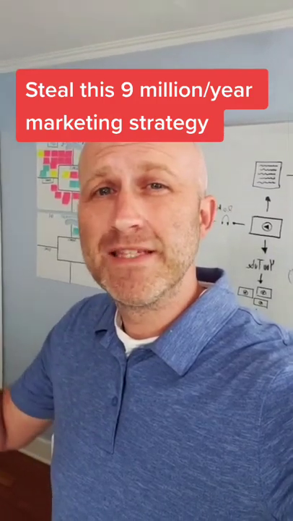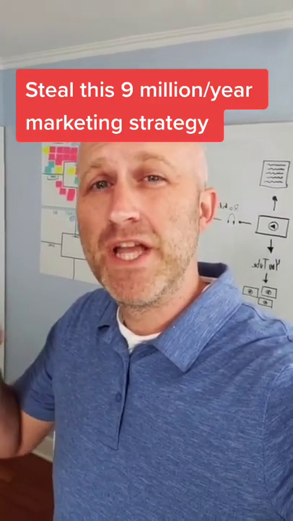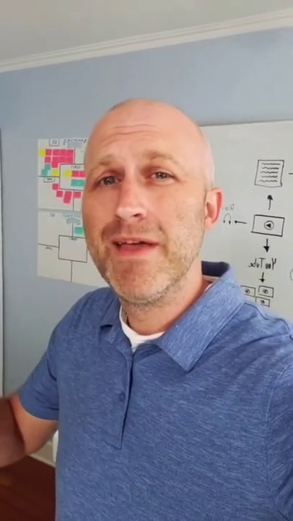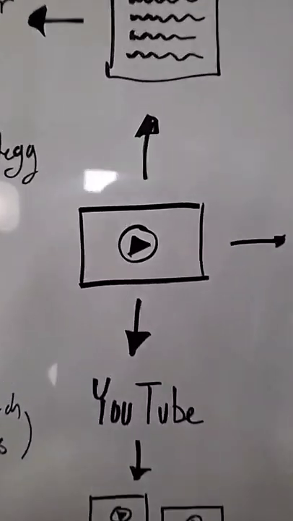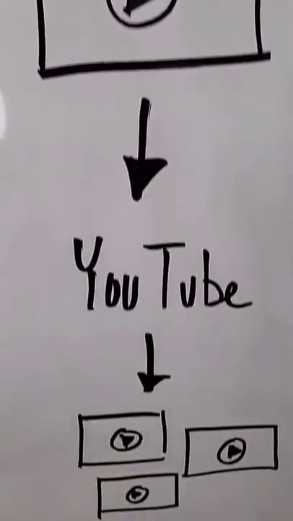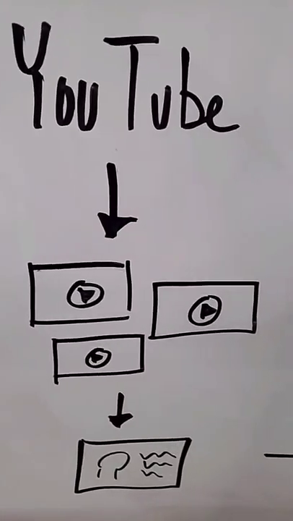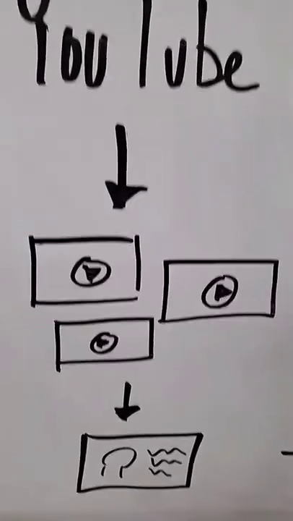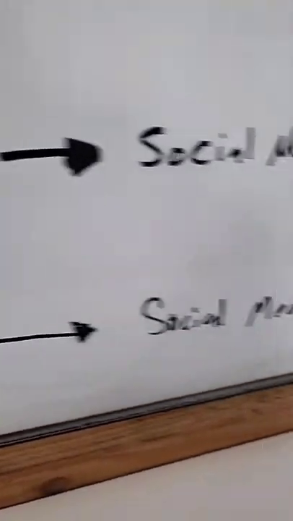About to show you the exact same strategy that I'm helping my client with that generated 10 new clients in a single month and $9 million a year. It all starts with a video podcast that we publish to YouTube, and then we take that video and make micro clips that we publish to social media. And then from those videos, we also create some images that we also post to social media.